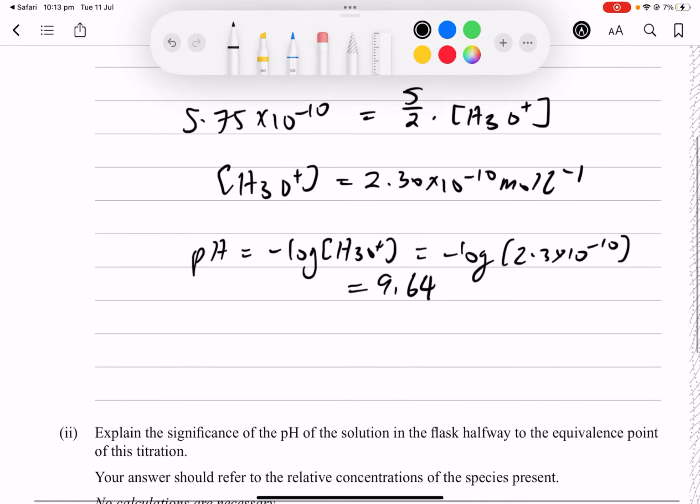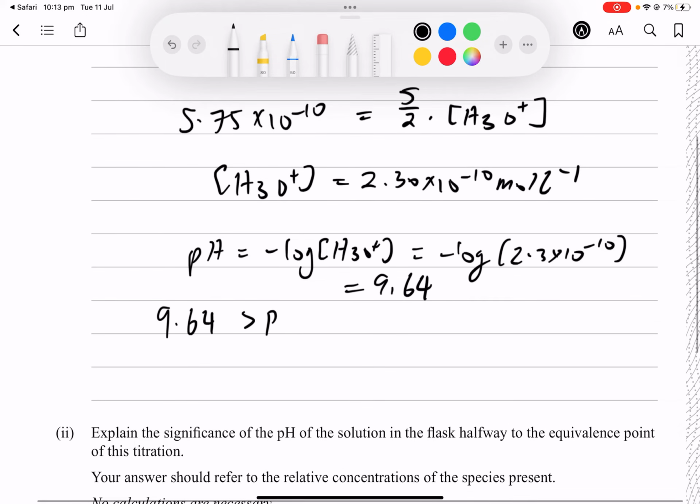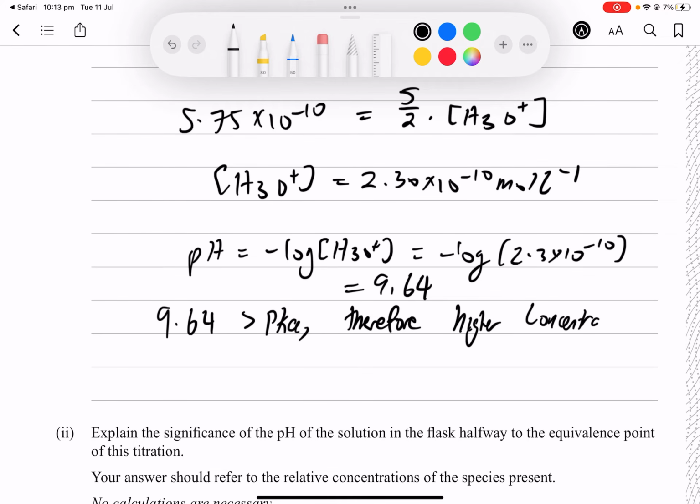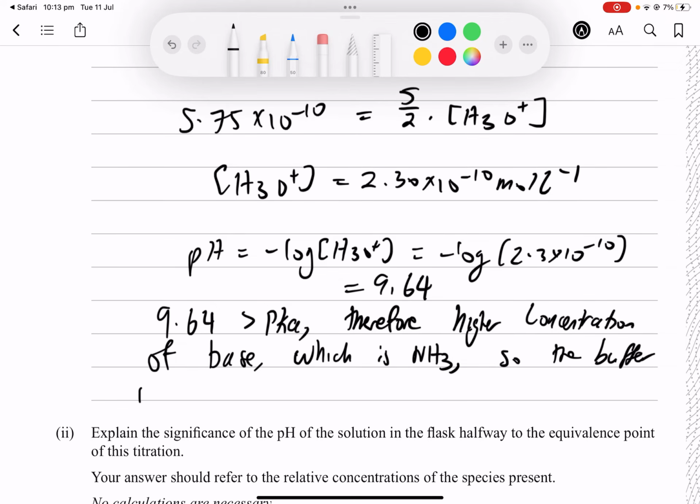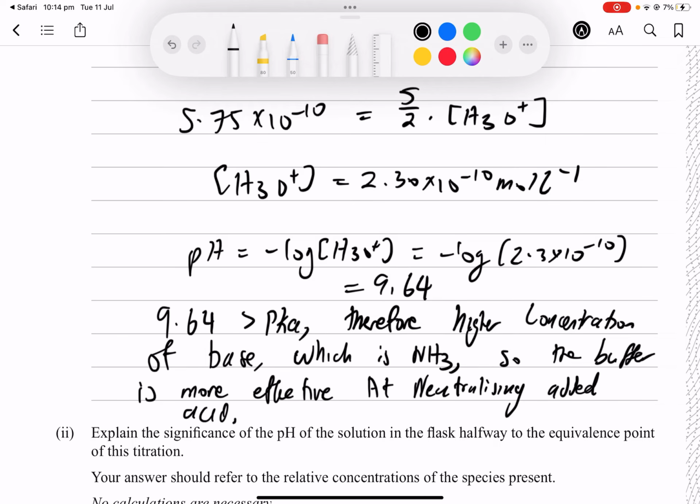So we can say that 9.64 is greater than pKa. So therefore higher concentration of base, which is NH3. So the buffer is more effective at neutralizing added acid. Yeah, that's all we need for this question.